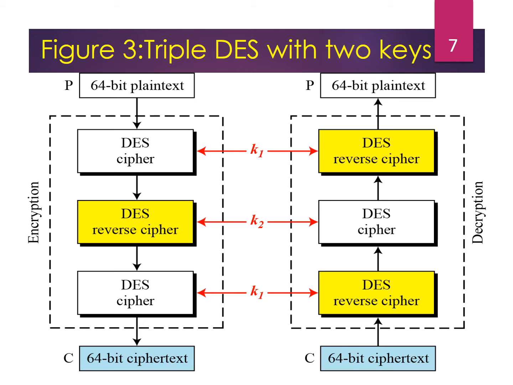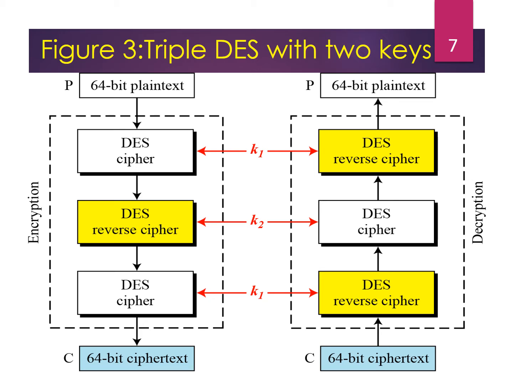Again we can increase the level of DES, so triple DES with 2 keys. First the input P is given; P is a 64-bit plain text, passed to DES encipher using K1. After DES encipher, again we use the DES reverse cipher, that is decipher, using K2, and the output is again converted into a DES encipher. So 3 times DES is used.